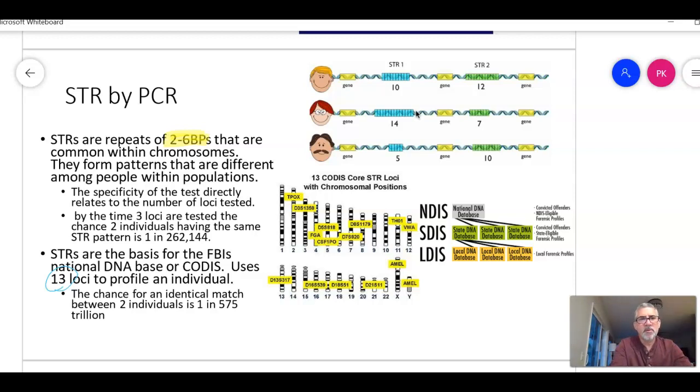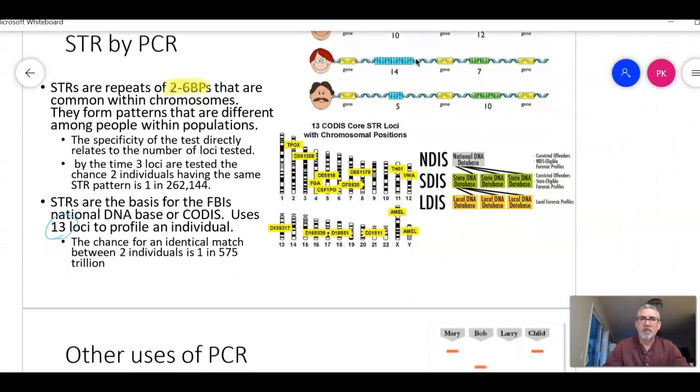So if I look at 3 loci, the chance that 2 individuals will be the same is 1 in 262,000. So it's not all that specific. But by the time you get to 13 loci, it's 1 in 575 trillion is the chance of having 2 people identical. So it is really specific. It can be really fast. It's something you could use multiplex for.